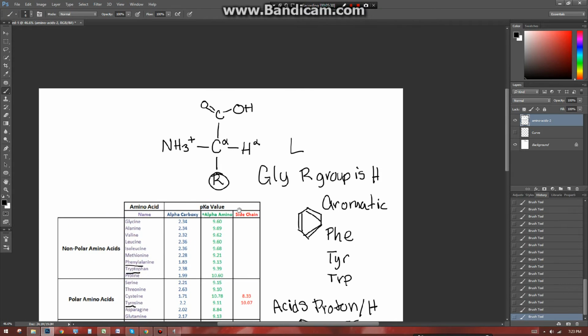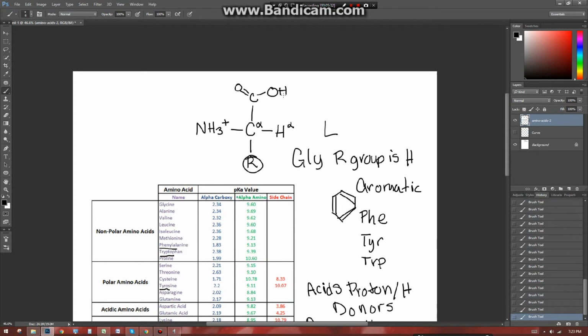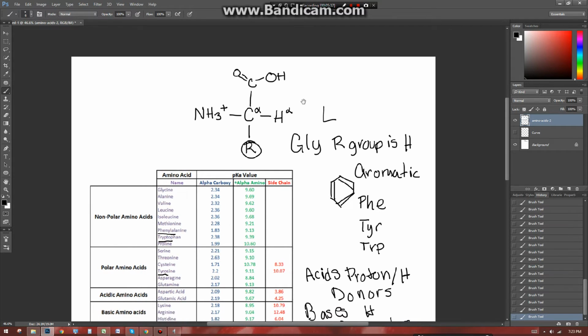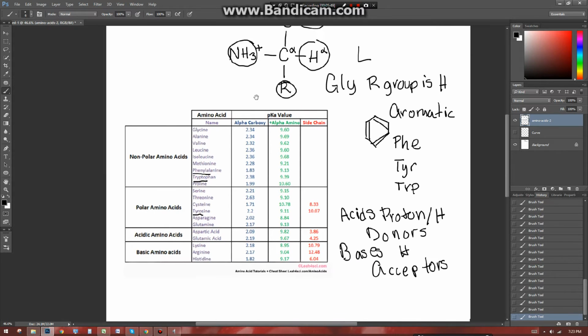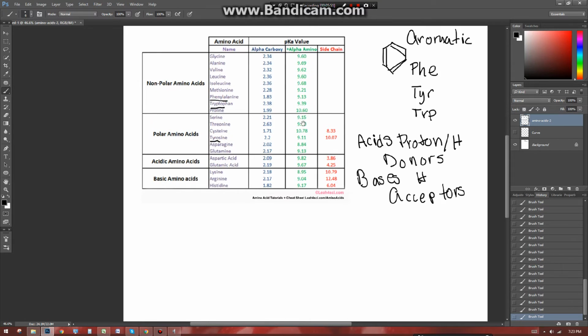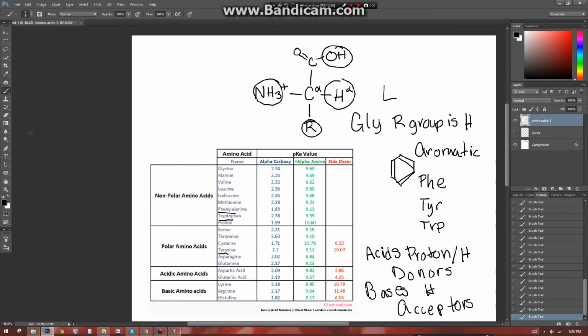So you can see up here that every amino acid has at least 2 hydrogens that it can either donate or accept. The alpha hydrogen stays put, but the one on the carboxylic acid and the one on the amine group are the ones that it can either donate or take up. Those 2 right there. I'm going to circle those in red.